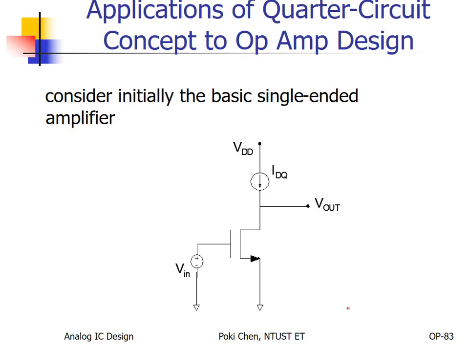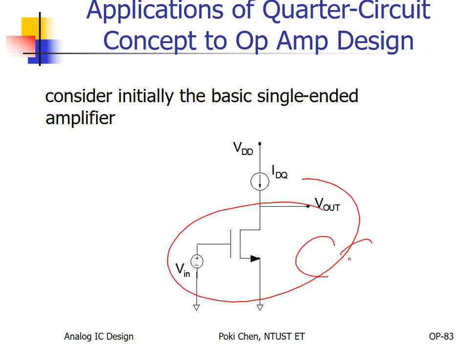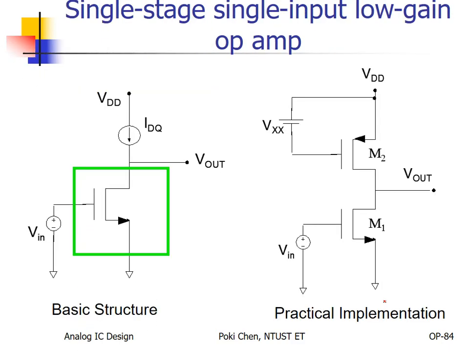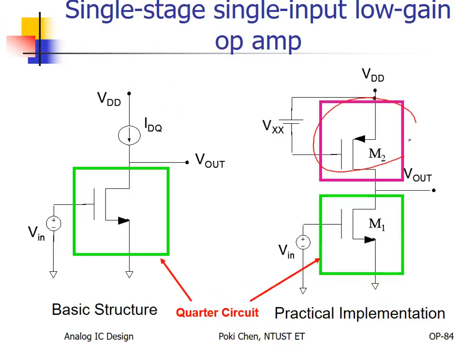So, from the very beginning, the simplest one. What is the simplest quarter circuit? This one, the common source amplifier. That is the simplest quarter circuit. Then what is the counterpart circuit? Flip it from NMOS to PMOS. So we flip it to get the counterpart circuit.